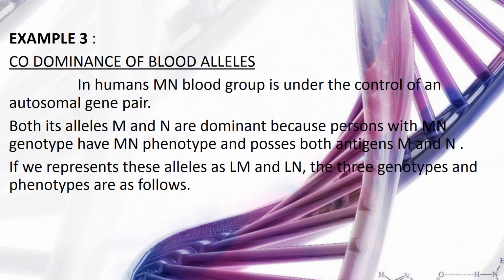Example 3, codominance of blood alleles. In humans, the MN blood group is under the control of an autosomal gene pair. Both its alleles, capital M and capital N, are dominant because persons with the MN genotype have the MN phenotype and possess both antigens M and N. If we represent these alleles as LM and LN, the three genotypes and phenotypes are as follows.